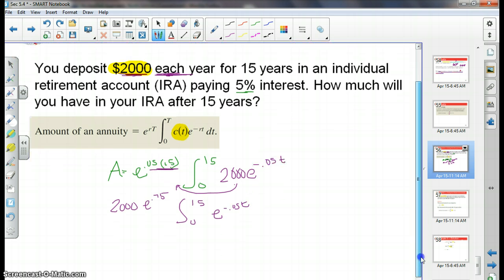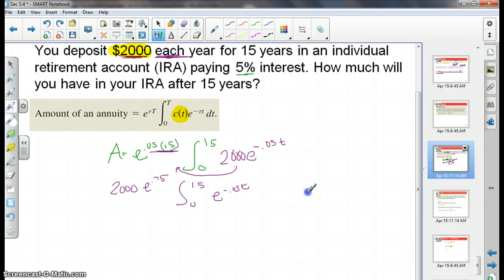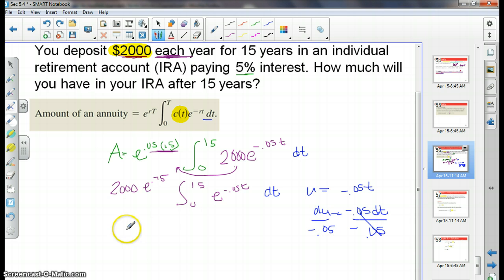So continuing to integrate, I could do my u substitutions. If I let u equal negative 0.05t, I'll get du to equal negative 0.05 dt. And so I'm going to replace dt. I've left my dt off so you can see it. I'll put it here and put it here. So I'm going to replace dt by dividing by negative 0.05. And so dt is really equal to du divided by negative 0.05, which again, that can come out front because that's just a constant.